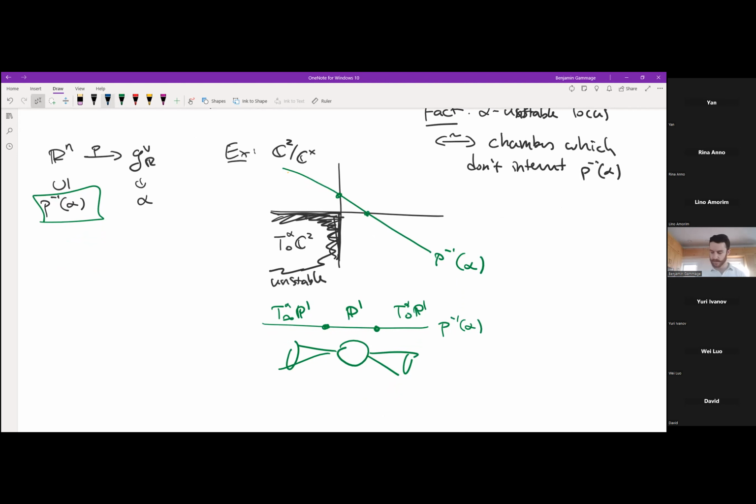So I'm going to give this new Lagrangian a name. I'm going to call this thing LG of alpha. So let me define what I mean by this. This is going to be my original Lagrangian L, quotiented by G, minus the alpha unstable locus.